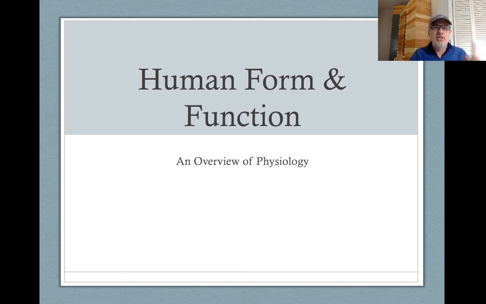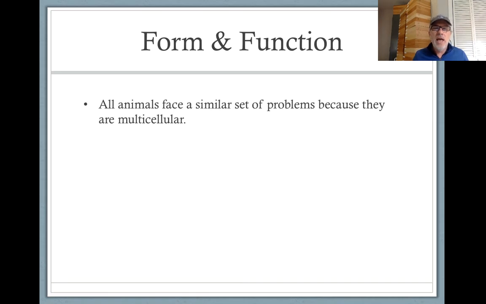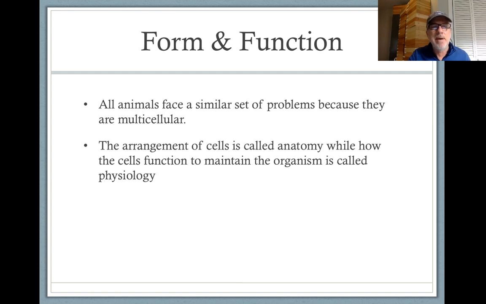So let's get started. All animals face a similar set of problems because they're multicellular. If you remember, all life began as single cells. But about 600, 700, 800 million years ago, multicellularity evolved. And as a result, there's a similar set of problems that had to be overcome. Let's think about this a little bit.